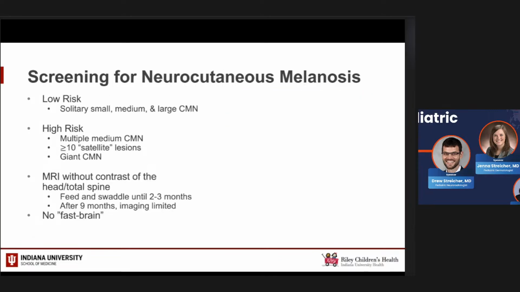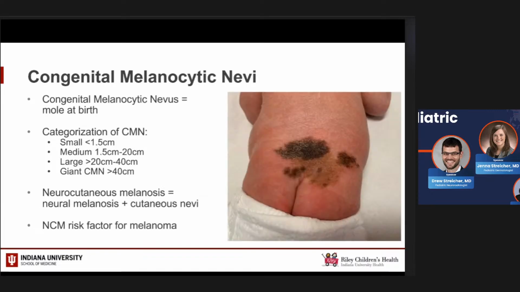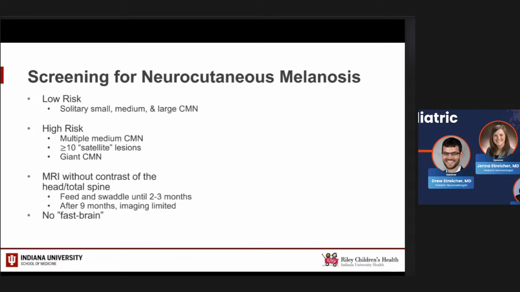And so low risk are those that have a solitary small, medium, or large lesion. And just to flip back, that's pretty large. So large is over 20 centimeters to 40 centimeters. So those really have an overall pretty low risk.